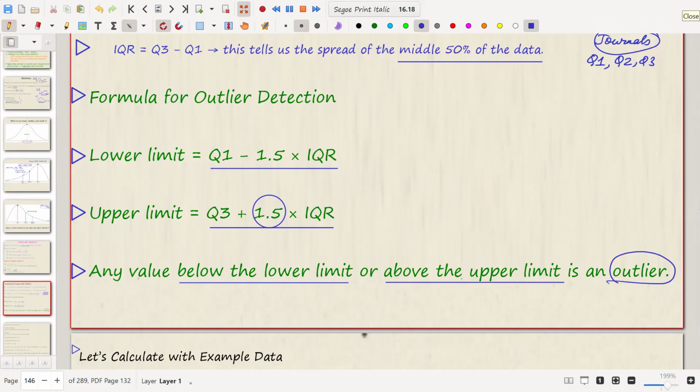Shall we calculate with an example data just to have a feel? I'll give you a set of numbers in a data set, and your job is to identify the outlier not just by eyeballing, but by computing the lower limit and upper limit via the interquartile range. Is that a good idea? So that you will know.